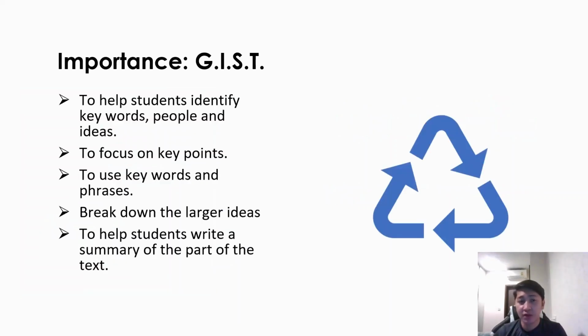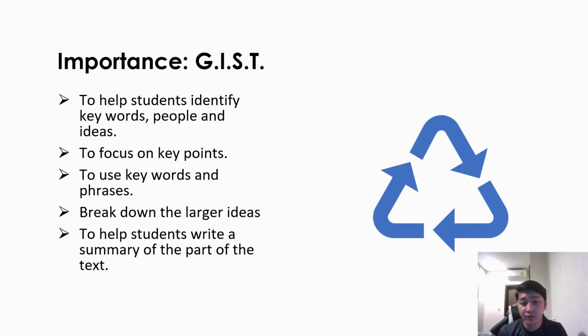Before going to the part of summarization, I just want to share the importance of the gist strategy that we just did with the text Bird by Anne Lamott. So the first importance is to help students identify keywords, people, and ideas. Based on what we applied, we used the 5 W's to look for keywords and ideas from the text. The who, what, where, when, and why was very useful in our summarization of the text.